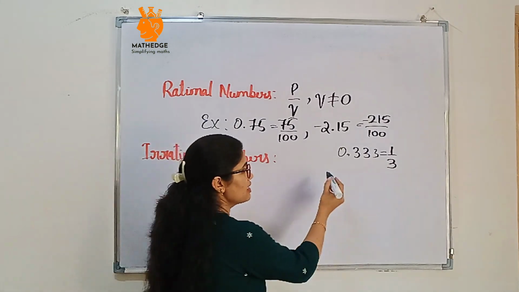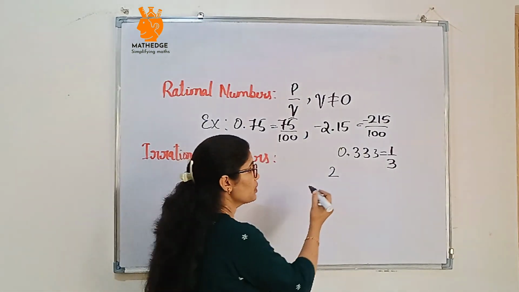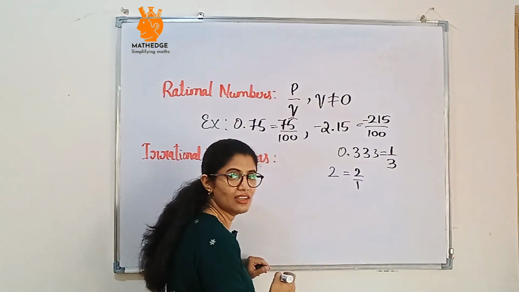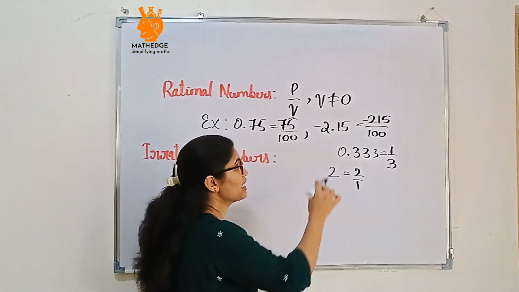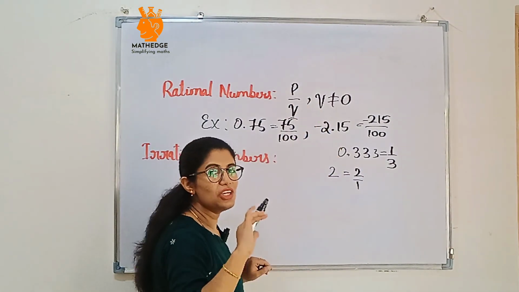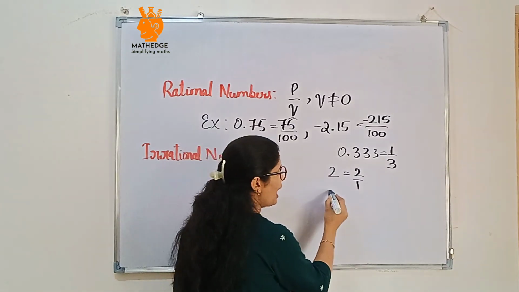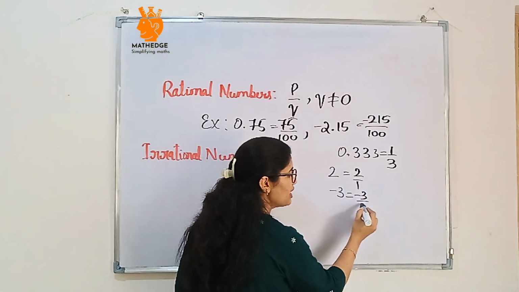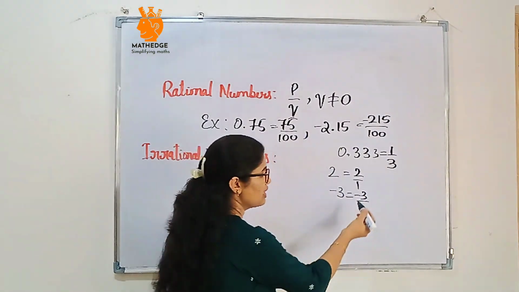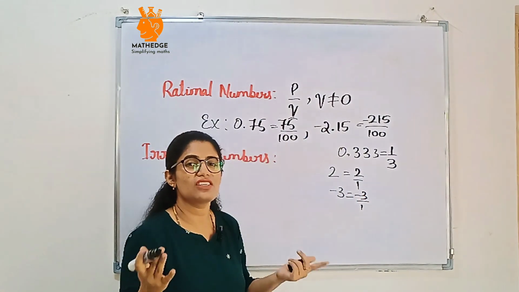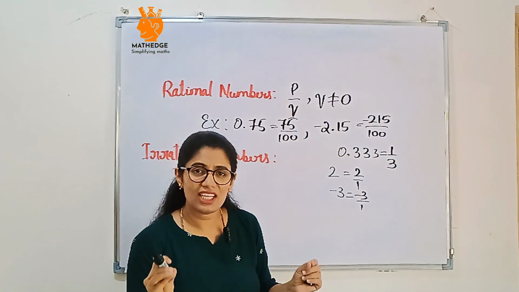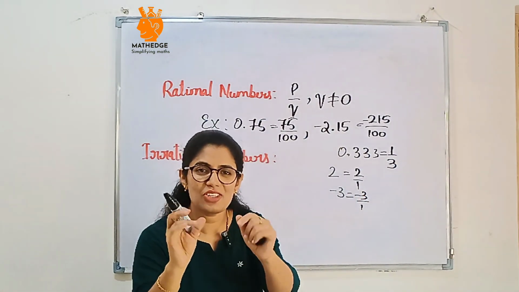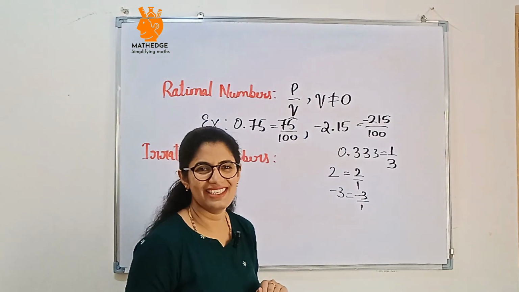How can we say that? Observe here, 2 can be written as 2 by 1, so we have written it in the form of p by q, and the condition is q is not equal to 0. So 2 is also a rational number, and minus 3 can be written as minus 3 by 1, in the form of p by q. So this is also a rational number. So we can conclude that all integers are also rational numbers, right?